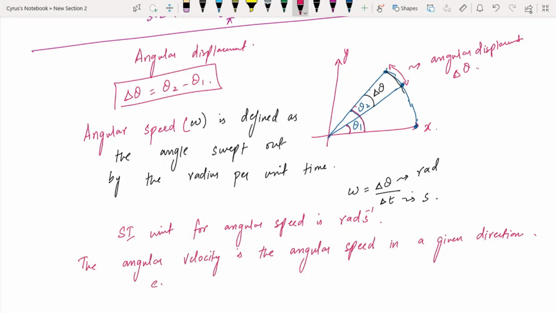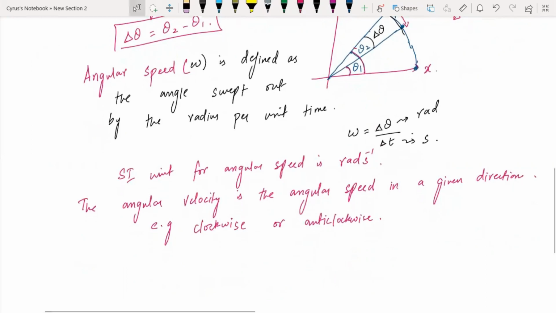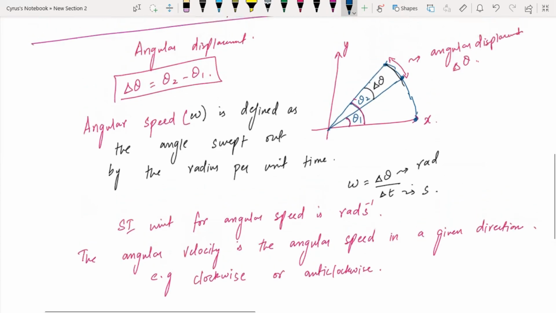For example, clockwise or anti-clockwise. Okay, let's talk about angular velocity. What is angular velocity? You can also write angular velocity as the rate of change of angular displacement. But basically, angular speed पे ज़्यादा focus है. So angular speed है that is most important, right?